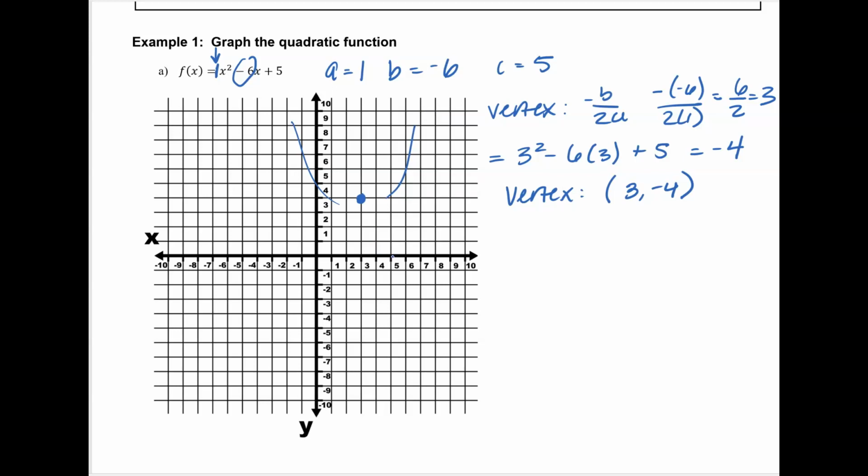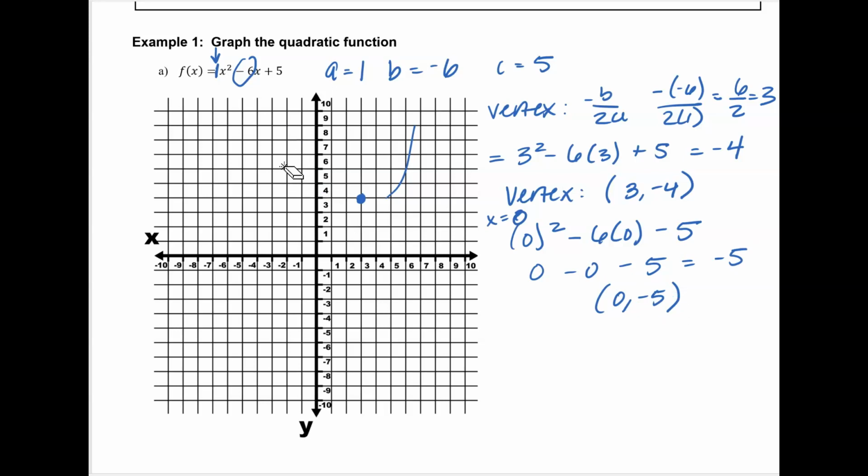So maybe I could plug in, I don't know, maybe 0, because that's an easy one to plug in. So if I plug in x equals 0, I get 0 squared minus 6 times 0 minus 5. So I get 0 minus 5, so I end up getting negative 5. So that means the point (0, -5) is on the graph.